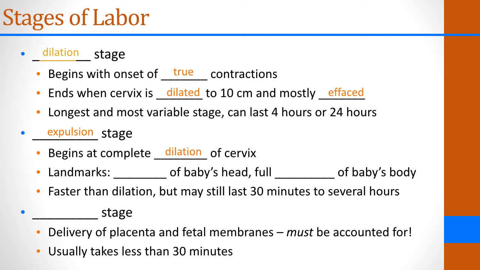The expulsion stage begins at complete dilation of the cervix. The landmarks include crowning of the baby's head and full expulsion of the baby's body. It's typically faster than dilation, but it can still last anywhere from 30 minutes to several hours. The placental stage is the last stage, and this is the delivery of the placenta and fetal membranes, so it must be accounted for. It typically takes less than 30 minutes.